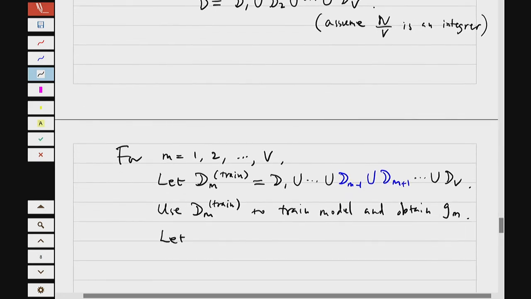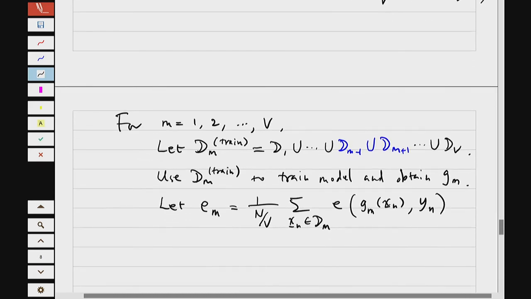And now, of course, you can let E_m, not per sample cross-validation error, but rather per group validation error, be 1 over N over V, I'll just write like that, summation over Xn in the mth group, of the error of G_m on Xn, Yn, yeah? Just like that. Nothing really surprising, right?